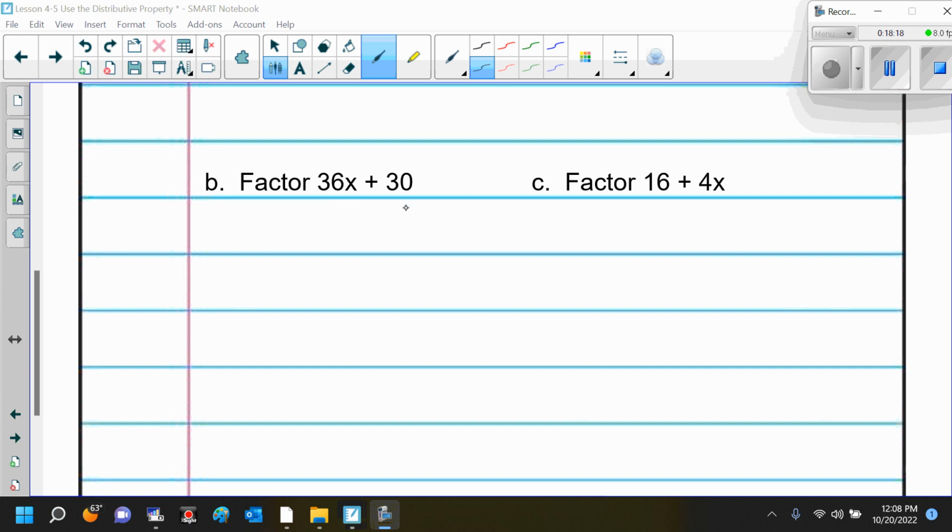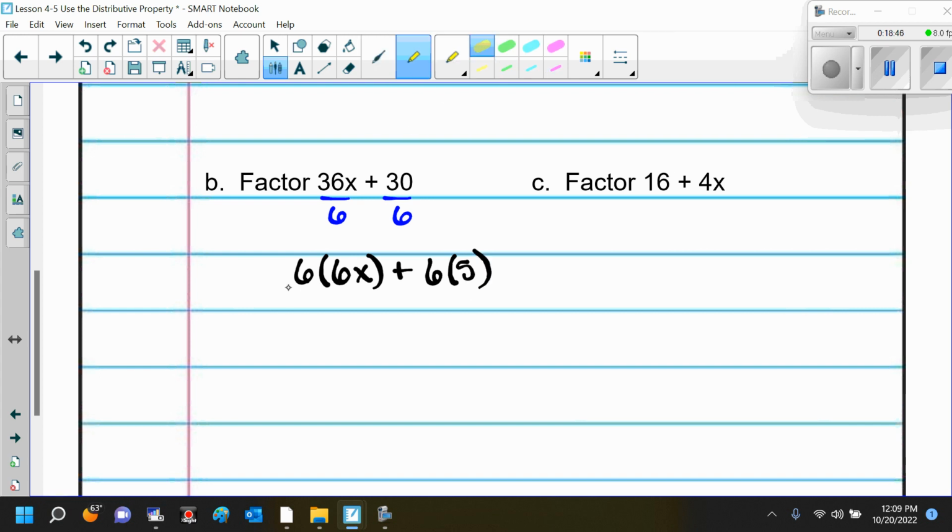So we want to factor 36x plus 30. What is the GCF? 6. Awesome. So we're going to divide by 6 in each term. Okay? We're going to rewrite. 6 times what equals 36x? 6x. Don't forget the variable, people. Plus 6 times what equals 30? 6 times 5. Beautiful. And now we're going to divide out.